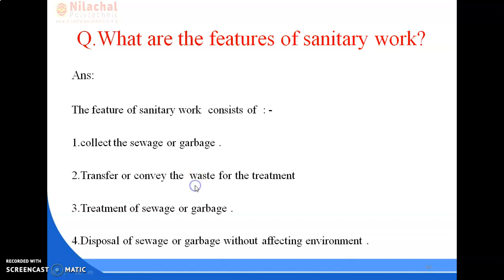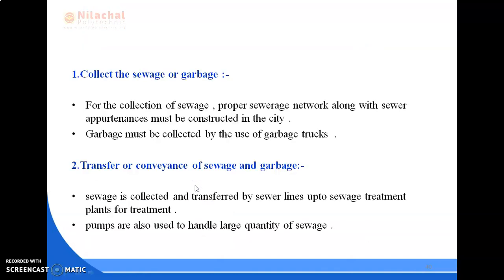So first one, collect the sewage or garbage. For the collection of sewage, a proper sewerage network along with sewer appurtenances must be constructed in the city. Garbage must be collected by the use of garbage trucks. Also, there are two methods of sewage collection which are used, basically the conservancy system and the water carriage system. Both systems were already discussed in previous chapters.